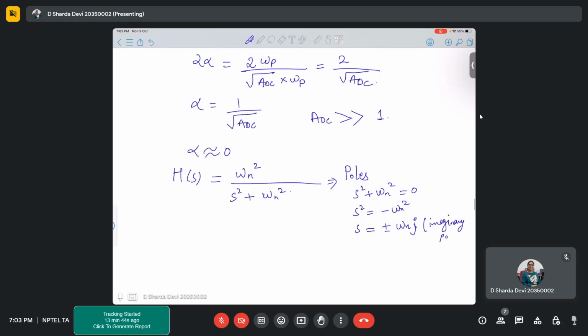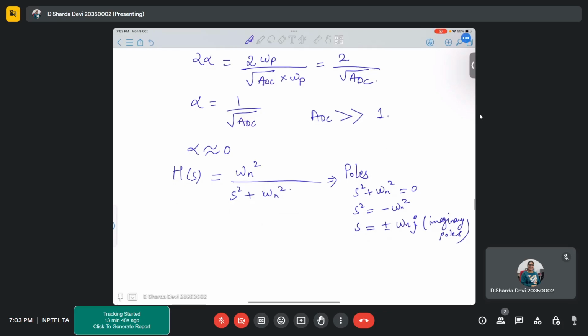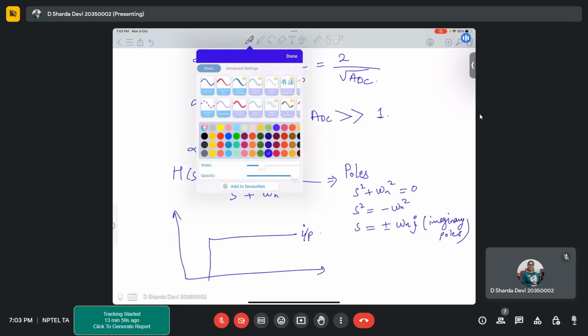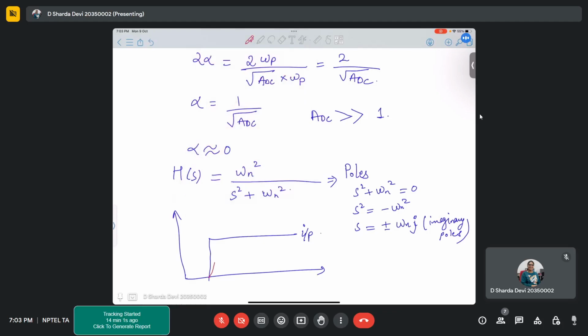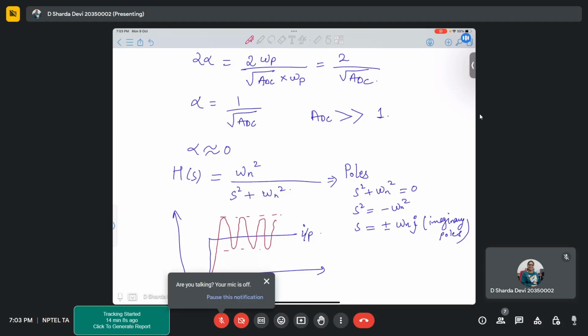So they lie marginally stable, yes. So the system is marginally stable as we observed earlier. For a step input like this, so this is your input, your output will look like this as we discussed earlier, and it will constantly oscillate. So this will give rise to a marginally stable system.